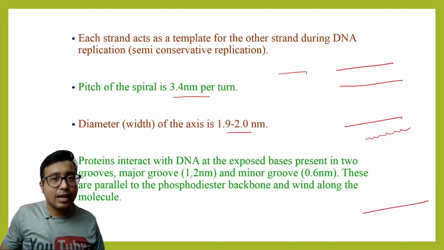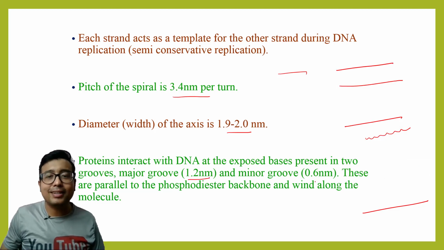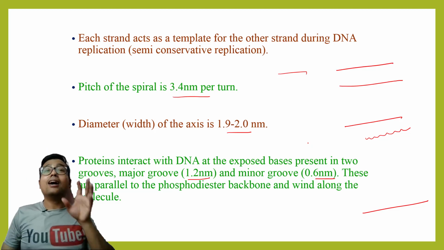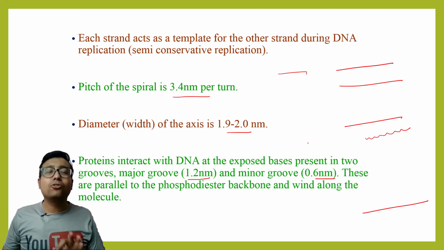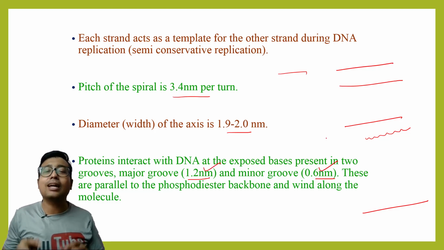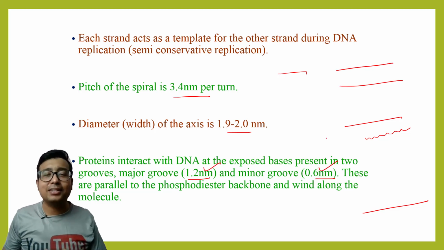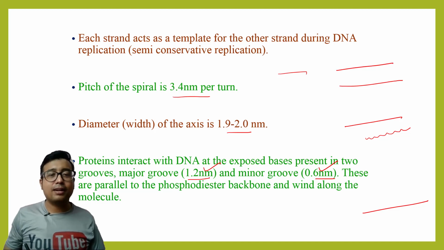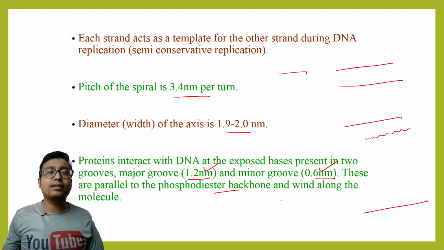The major groove dimension is 1.2 nanometer and the minor groove is 0.6 nanometer. Actually these won't be asked, okay? The dimensions are not that important for you, but you should know that the minor groove is actually half the size of the major groove, okay? These are parallel to the phosphodiester backbone and wind along with the molecule.